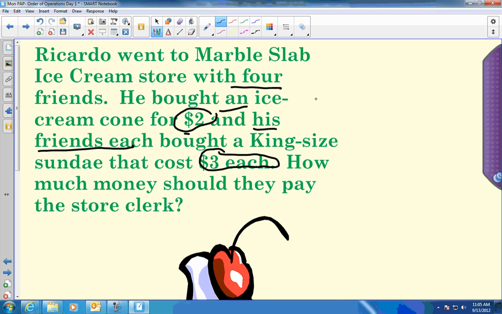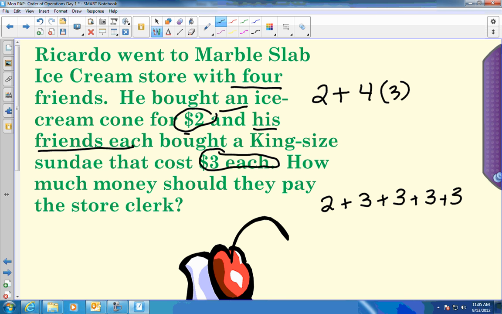So Ricardo bought a $2 ice cream, and that means addition. His 4 friends bought a $3 ice cream cone, $3 each. So this is a possible expression that we could write. We could have also just said 2 plus 3 plus 3 plus 3 plus 3 for the 4 friends. However, we are practicing order of operations, so I'm going to use this one.